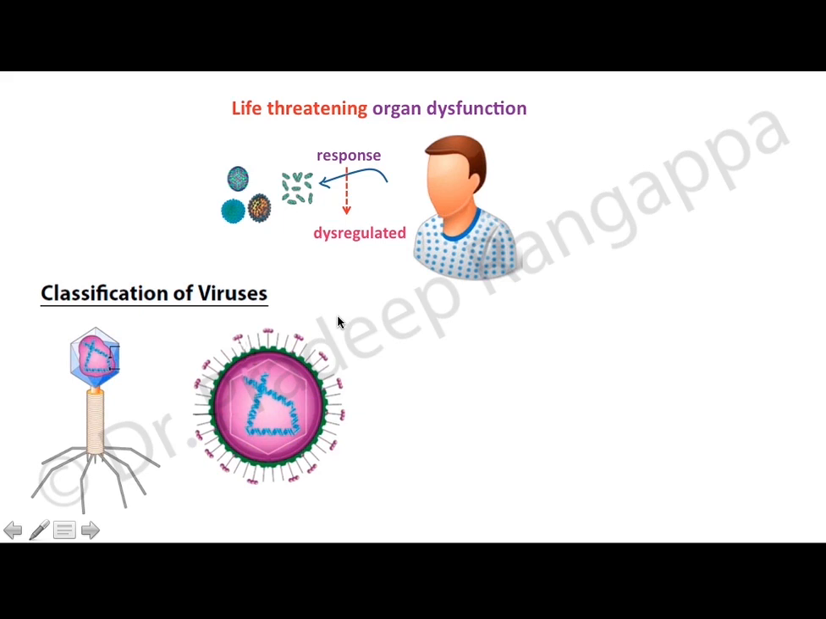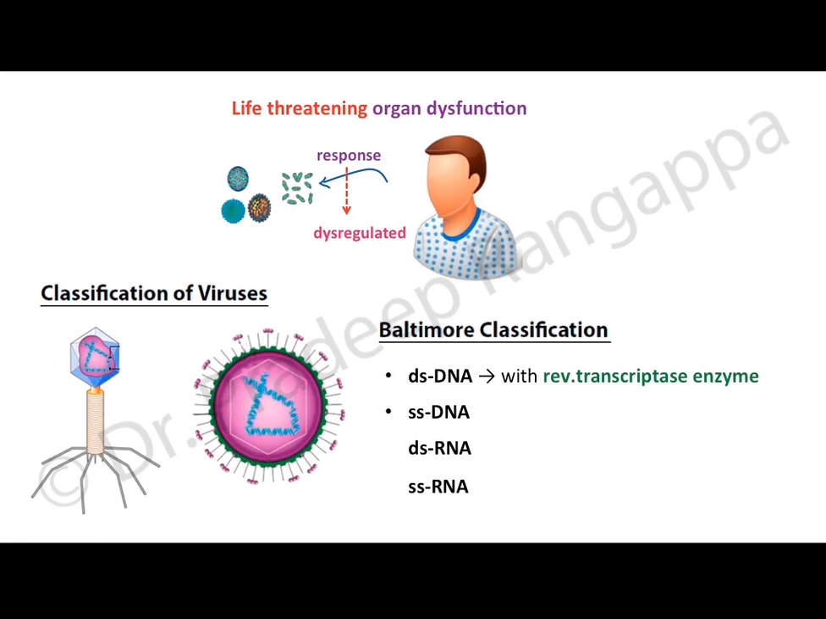When you look at the classification of viruses, you have DNA viruses and RNA viruses. There is a Baltimore classification for viruses, where again they subdivide into double-stranded DNA, DNA with reverse transcriptase enzyme and single-stranded DNA, and double-stranded RNA and single-stranded RNA. For single-stranded RNA, it is further subdivided into viruses with positive polarity and viruses with negative polarity, and single-stranded RNA with reverse transcriptase enzyme. So this is roughly the overview about classification of viruses.